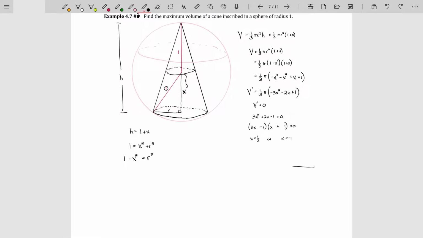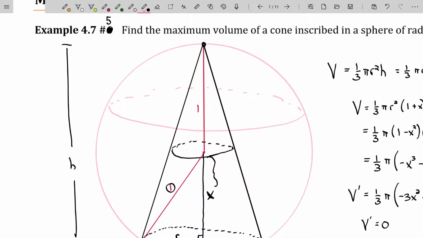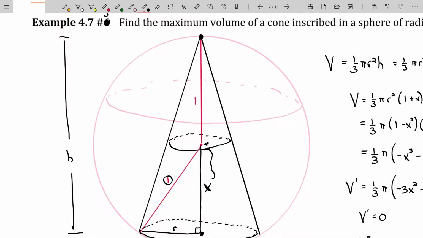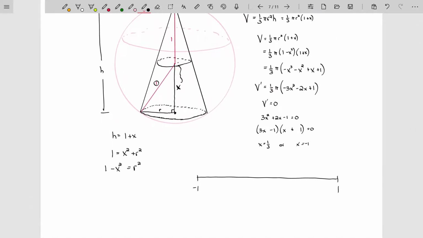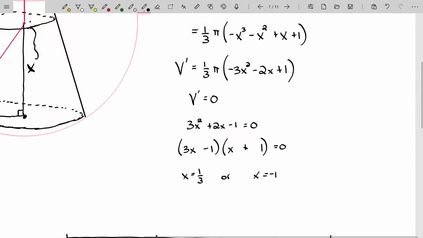So, draw this out. X can only go from negative 1 anyway, all the way up to positive 1. X can't be greater than that because x is constrained to go from the top of this ball to the bottom of this ball. And it's centered at the center. So x is just a distance from the center. So it can be negative 1 or positive 1, but it can't be anything beyond those values. So we have 1/3 as a critical number. Let's find out what the sign of the derivative is in these intervals.